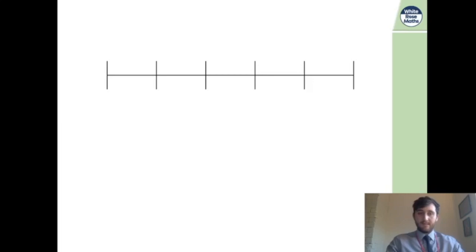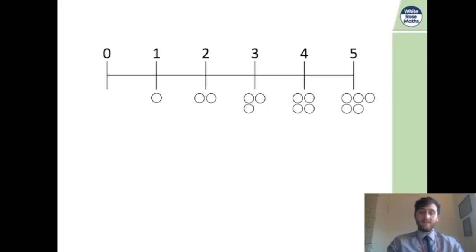Okay, so now we have got a number line, and we're going to start at 0, 1, 2, 3, 4, and 5. And you can see just at the bottom here, they've been represented in our circles. So we've got 2 circles, 3 for 3, 4 for 4, and 5 for 5. And now we're going to be focusing on this section, so the 0 to 1.